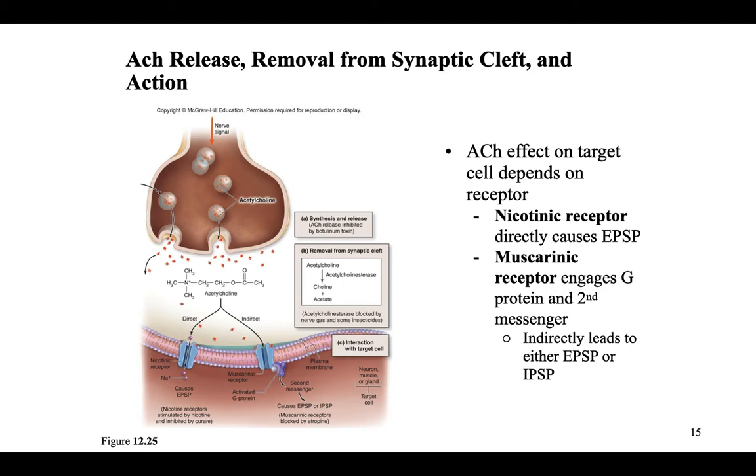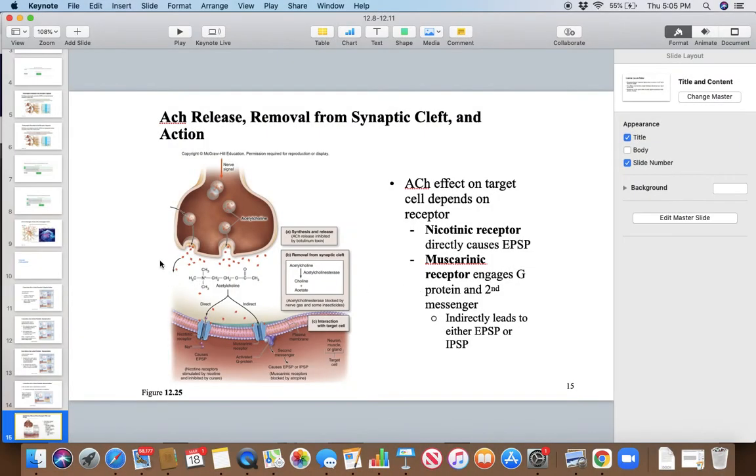Alright, couple more things. Acetylcholine. You need to know how neurotransmitters are removed from the synaptic cleft. So with acetylcholine here, there's an enzyme called acetylcholinesterase, which breaks it down into acetate and choline. Then the choline is taken back up into the cell that released it, and it's recycled.